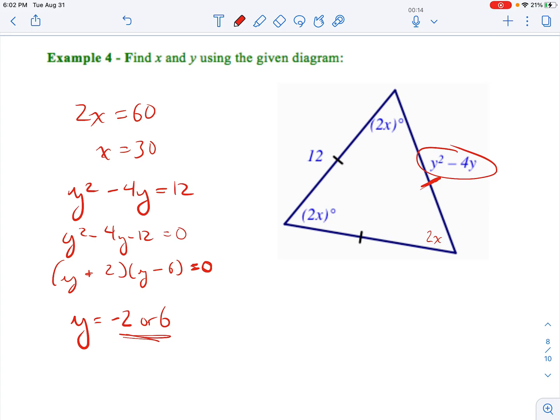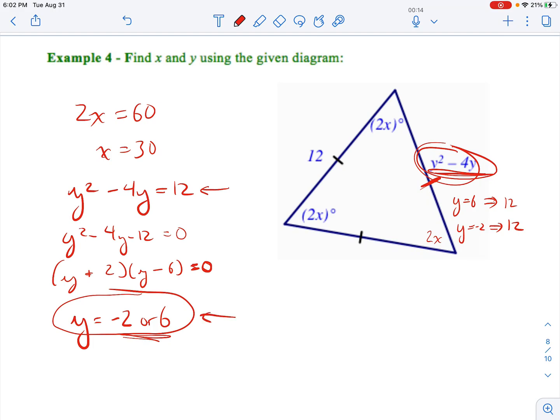So what if y is 6? Well, if y is 6, then this thing is going to be 12. If y equals -2, what happens to this thing? Well, it turns out it's positive 12. So both of these numbers, -2 and 6, make this thing equal 12, which they should, because that's what we started with. They are both valid solutions, so you have to have both of these in your answer for full credit if this is on a quiz.